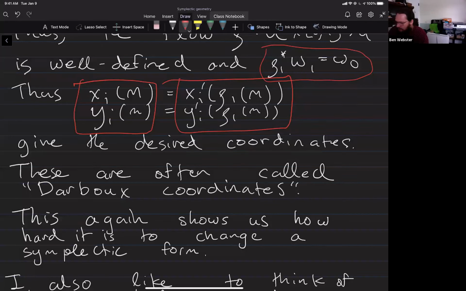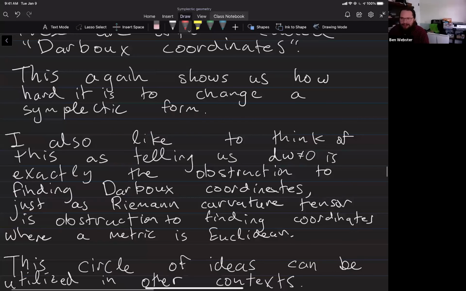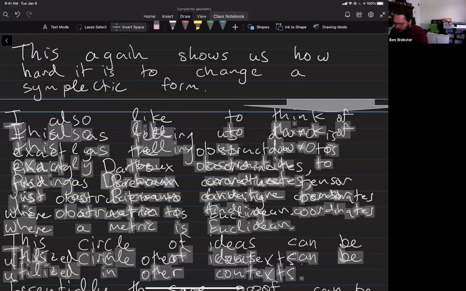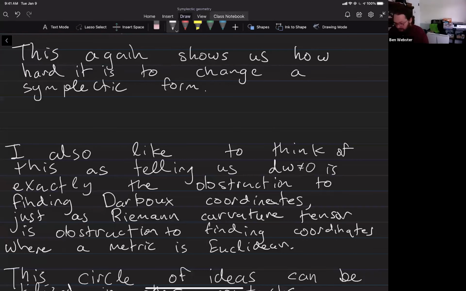All right, so let me just make some small amount of commentary about this theorem. One way to say this is that, again, it shows it's really hard to change a symplectic form. Symplectic forms live in this splendid isolation. You can't really do much to them. But the other way I like to think about this, as I said at the beginning of class, is that symplectic forms are more analogous to flat metrics.